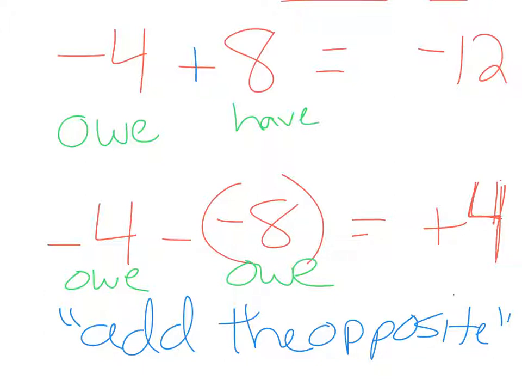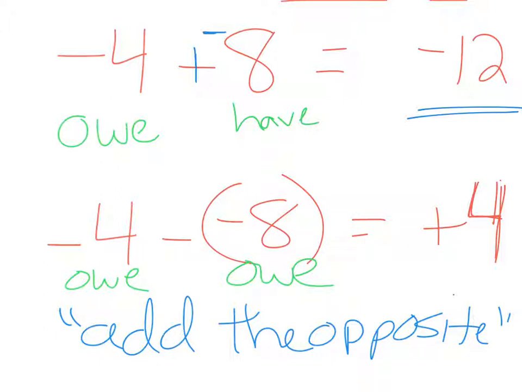If I change subtraction into addition, what I'm doing is I'm keeping that -4 the same. I'm changing subtraction into addition, and I'm going to make the second integer its opposite. So right now it's +8, so its opposite would be -8. So now we just go back to our addition rules, and what I have here are two integers that are the same sign. They're both negative. So because they're the same, my addition rule says that I'm going to add them together and keep that sign, and that's where we get that -12 answer.